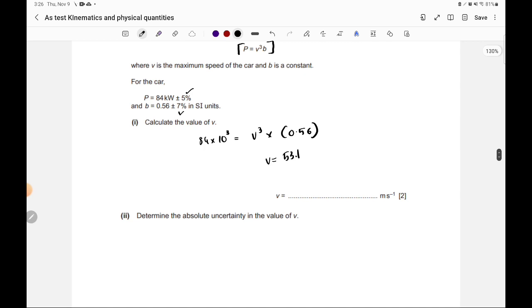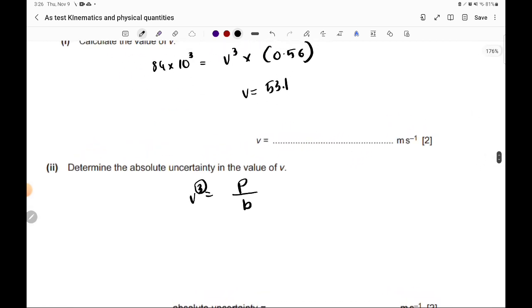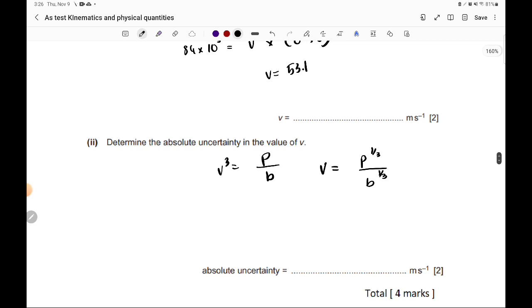So let's go over all this. V cubed is equal to P divided by B. First of all, I'm going to apply the cube root on the right hand side. This is going to be P raised to power 1 over 3, since a cube root is a power of 1 over 3, and B is also raised to the power 1 over 3. Your target is to find the absolute uncertainty in the value of V.